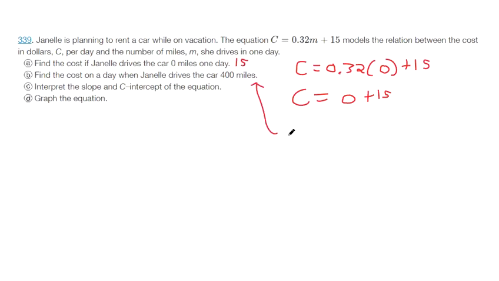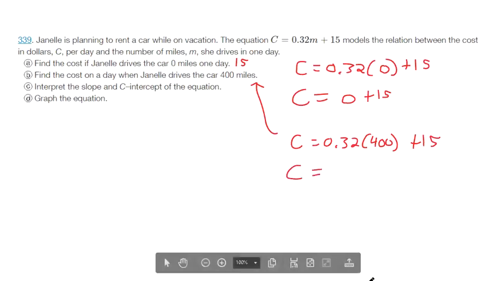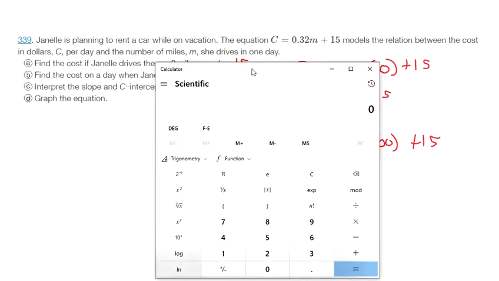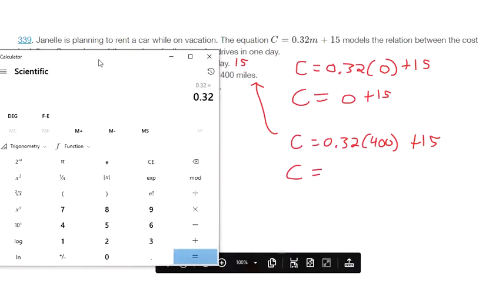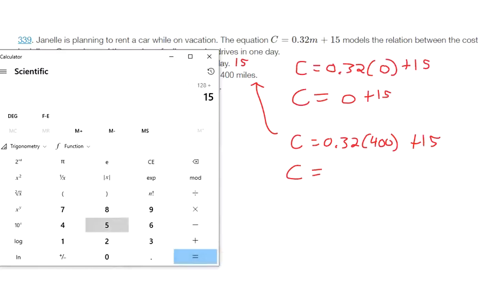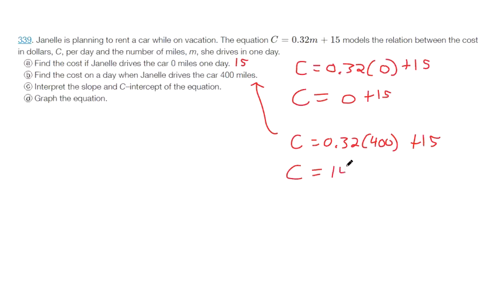Part B, the cost for 400 miles. We need to find out what C equals when M is 400. So we've got 0.32 times 400 plus 15, that makes 143. And we need to interpret the slope and y-intercept of the equation.